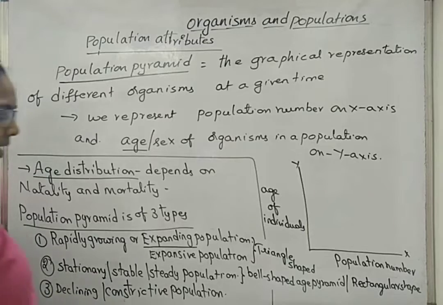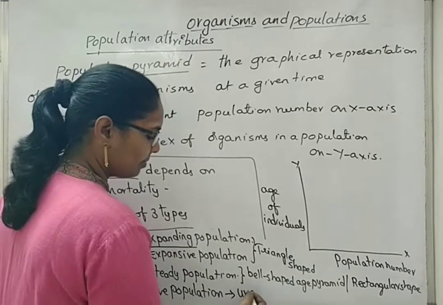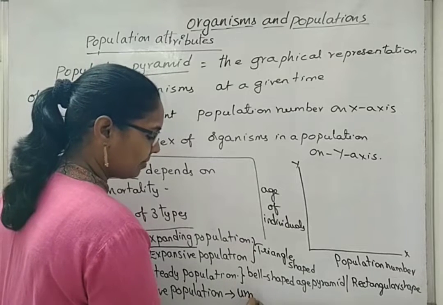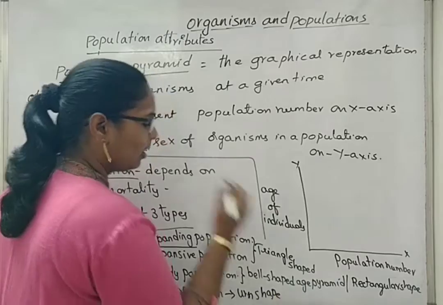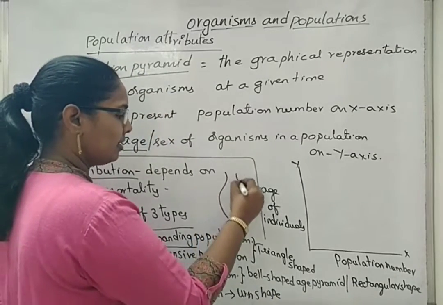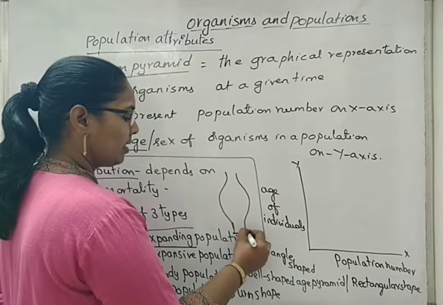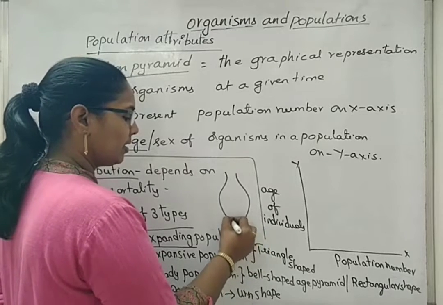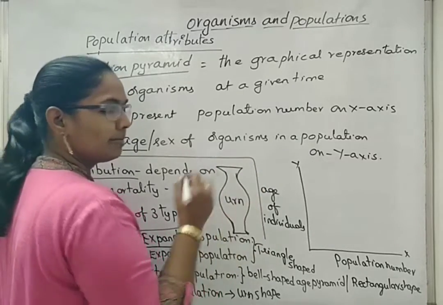Next, this declining or constrictive population, it shows urn shape of the pyramid. Urn shape means this is a jar-like vessel which was used in olden days to prepare mummies, or nowadays it is used as flowering pots like this. This is called an urn.